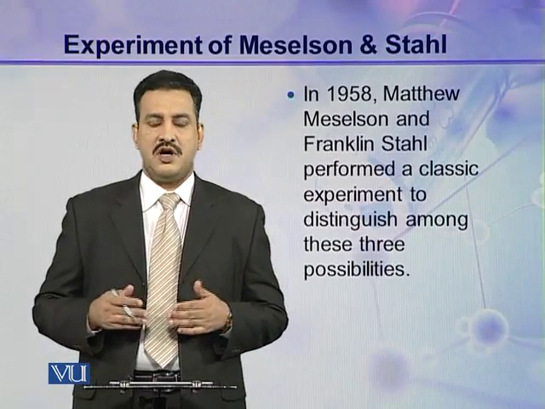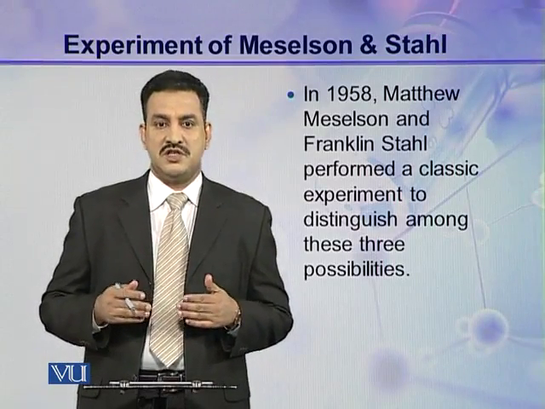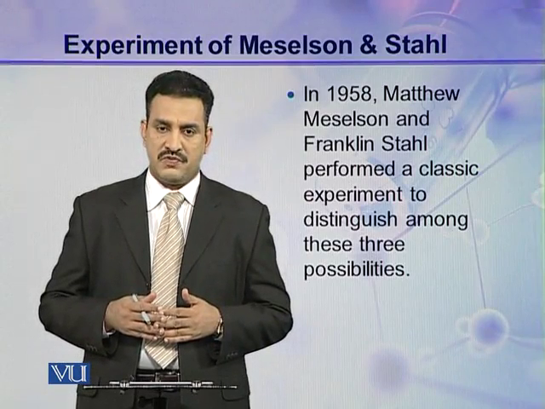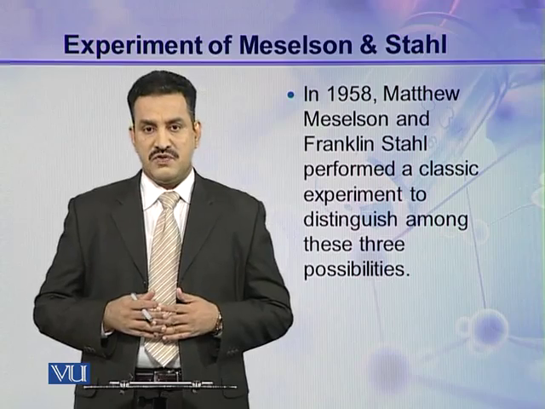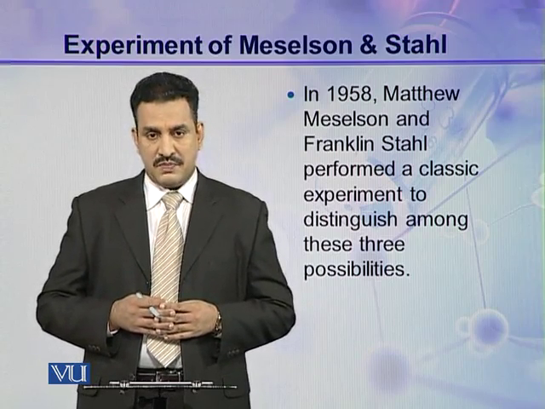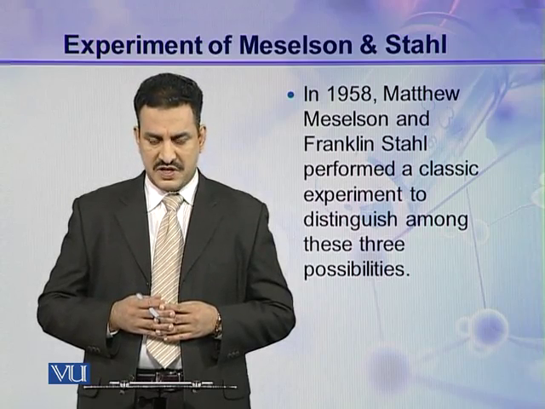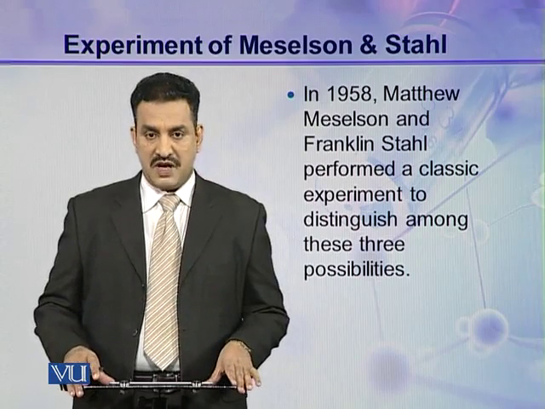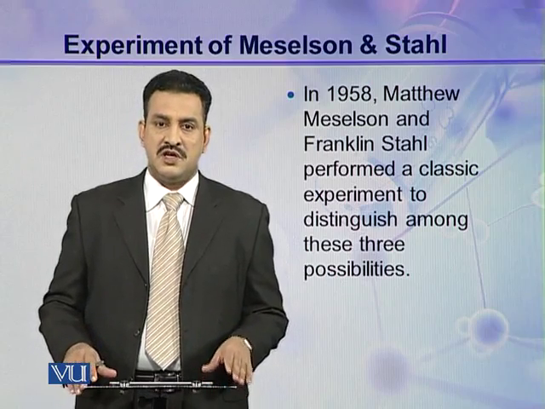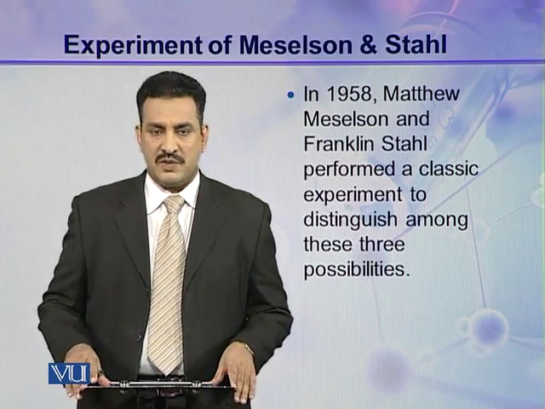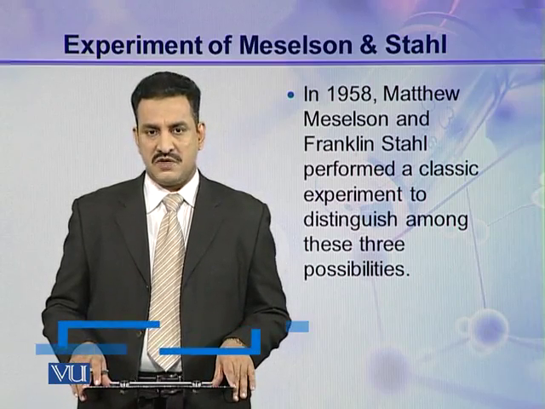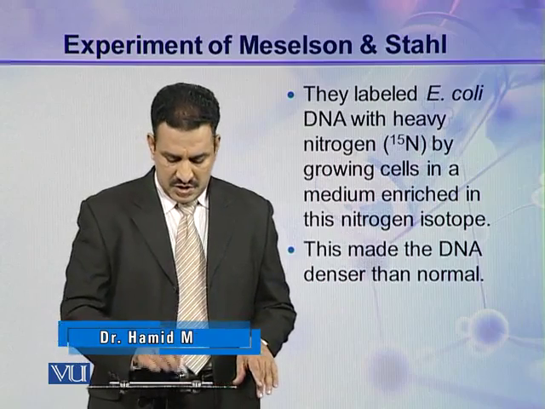Let us see how it was proved that the semi-conservative type of replication is the correct type of replication. In 1958, Matthew Meselson and Franklin Stahl performed a classic experiment to distinguish among these three possibilities: conservative replication, semi-conservative replication and dispersive replication.